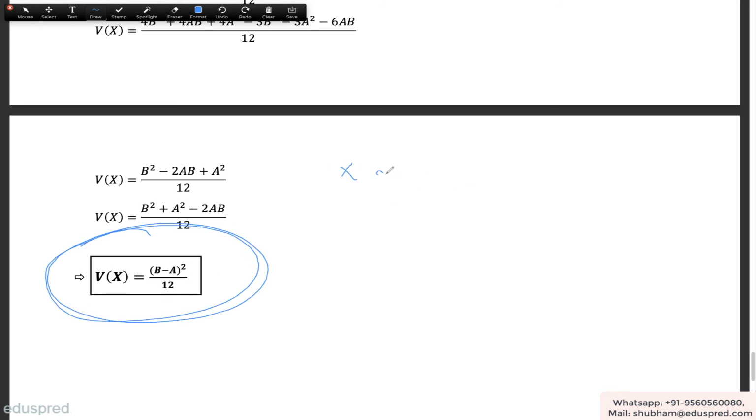So basically, if x is uniformly distributed over the interval a comma b, then the variance of x is based on the length of this interval. So what is the length of this interval? The length of this interval is b minus a. So you find the length of this interval and then you square it and divide it by 12. Okay, and what is the expected value of x? The expected value of x is the average of these two. So it is b plus a by 2.